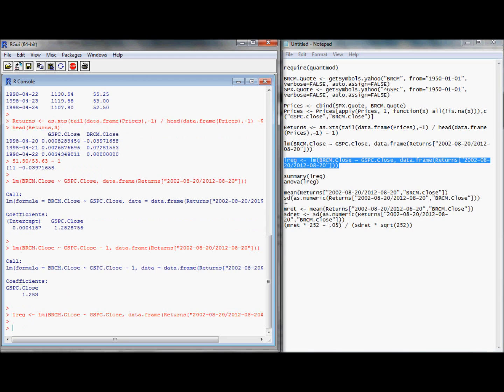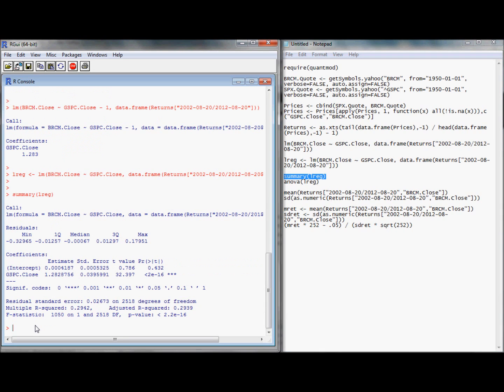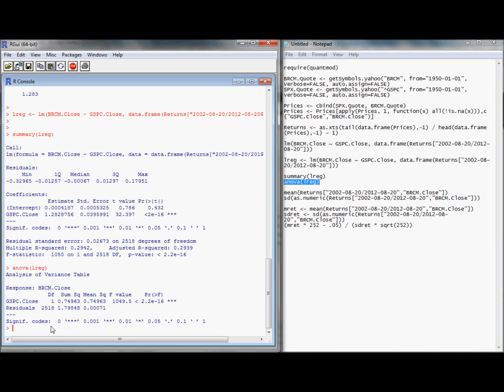To get more detail about the regression, we save the output of the regression to a variable and then use the summary and anova commands. The summary command shows how significant the regression is, and the anova command gives us the overview, which also shows a high level of significance. Both show a p-value less than 2e-16.